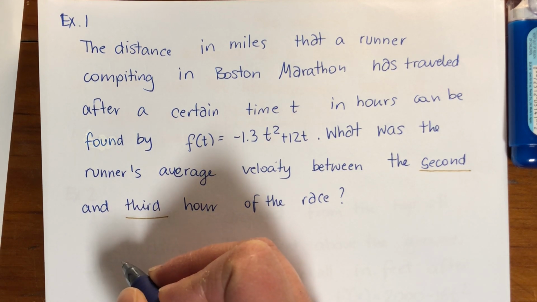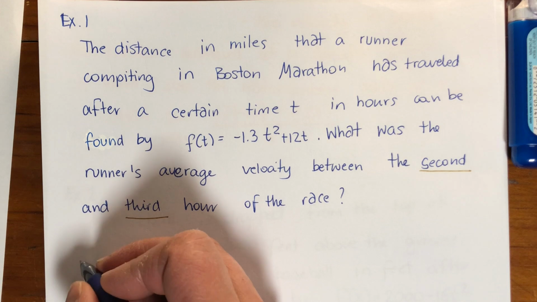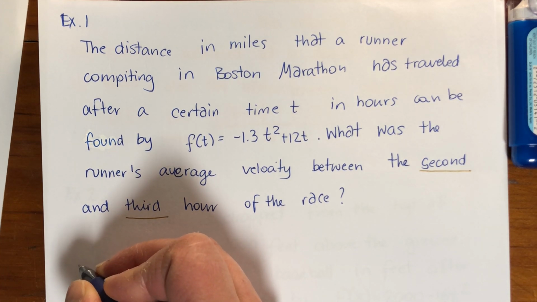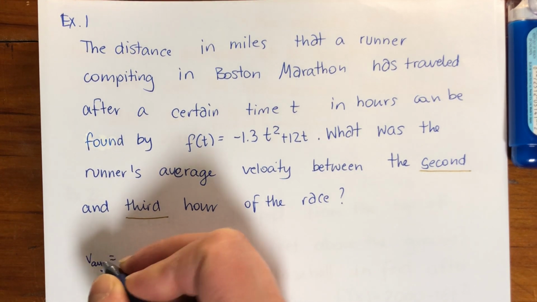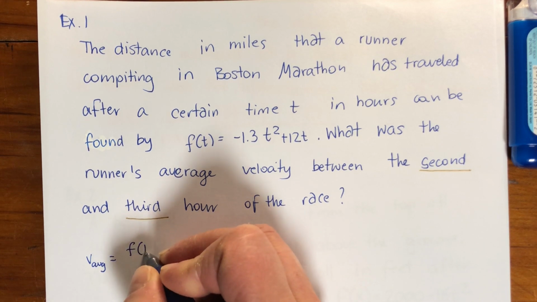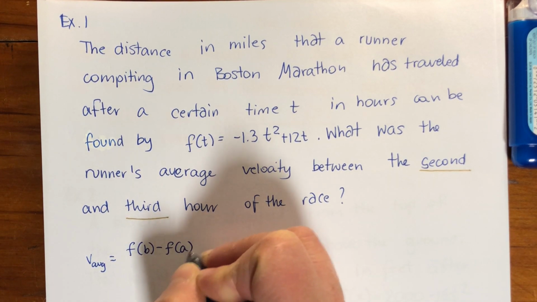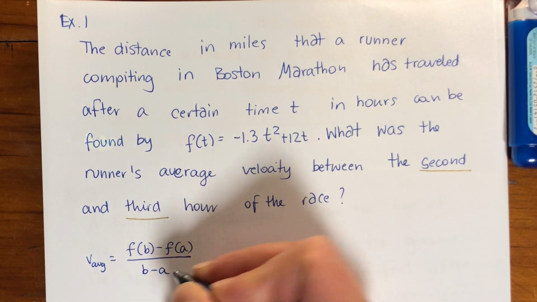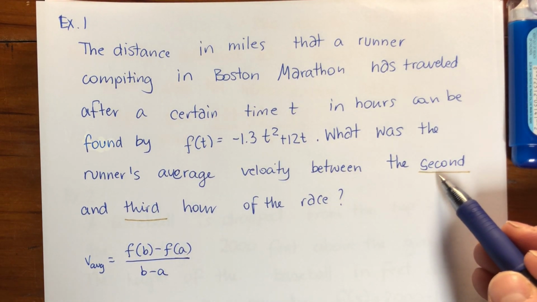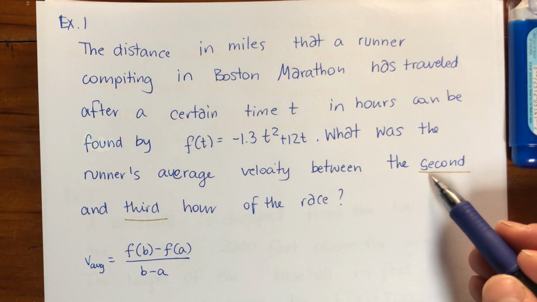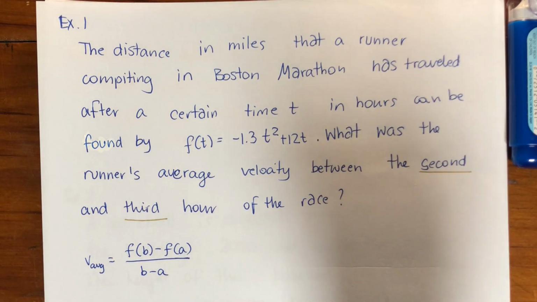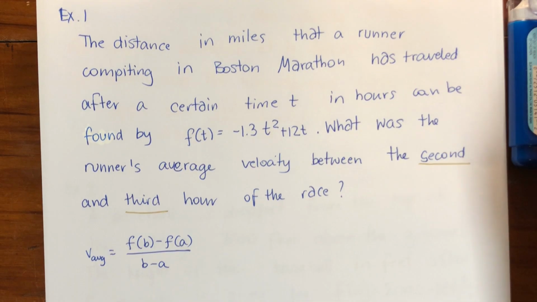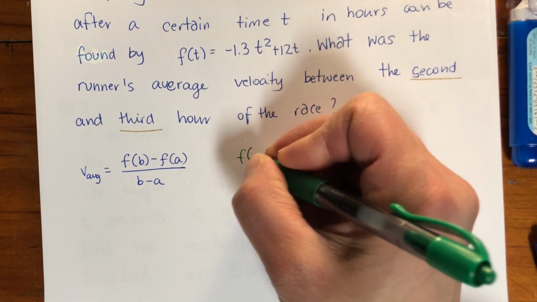If I use what I had on my previous page, that would mean that I am going to find my average velocity using the formula f of b minus f of a divided by b minus a. What I do know is that I have the second and third hour. So I am going to plug in for time 2, and then I am going to plug in for time 3, and then we'll see what happens. So if I find f of t, f of 2, that's the first one.